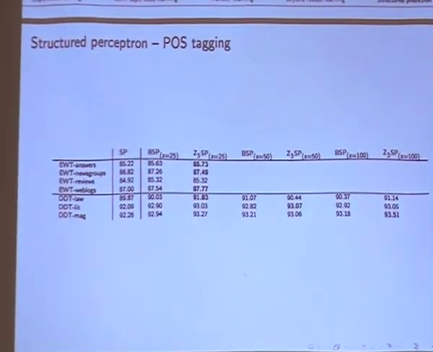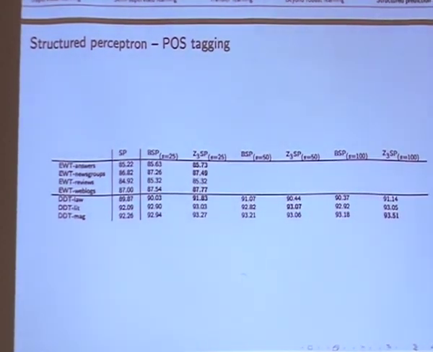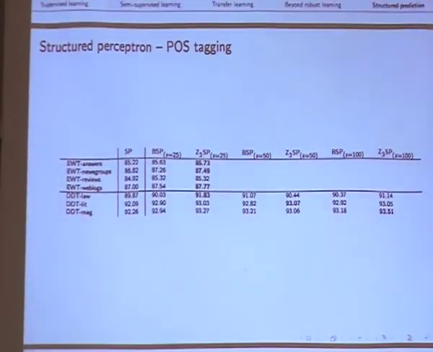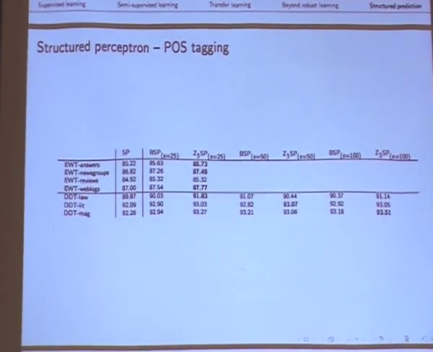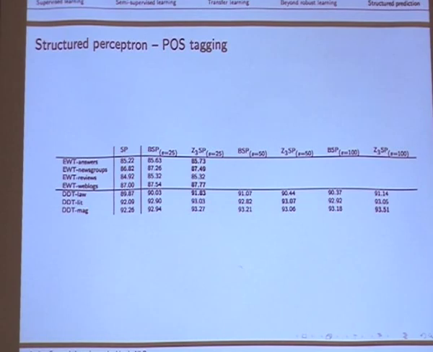I haven't done any experiments yet using the robust or beyond robust algorithms I've talked about in the context of parsing, but I've been applying them to part-of-speech tagging recently with very consistent improvements. That definitely seems to be a good idea.